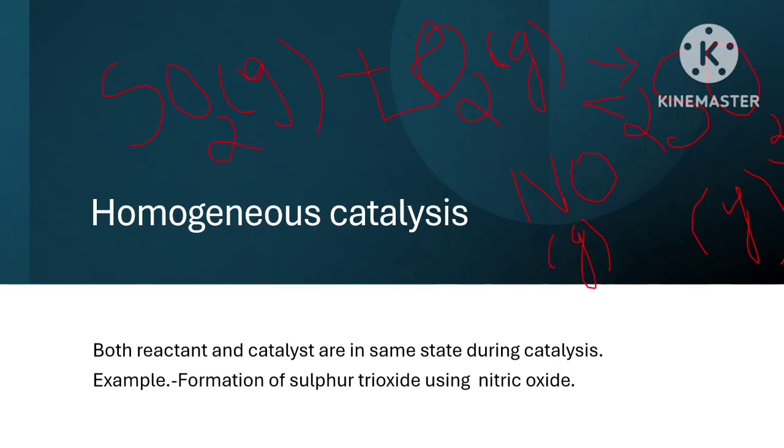Now it will become 6. Here I have written 2. Now 2 sulfur atoms here, and here also 2 sulfur atoms. Here 2 into 2 is 4 oxygen atoms, plus O2, that is 6 oxygen atoms. Here 6 oxygen atoms. Now the equation is balanced. Clear? Okay.